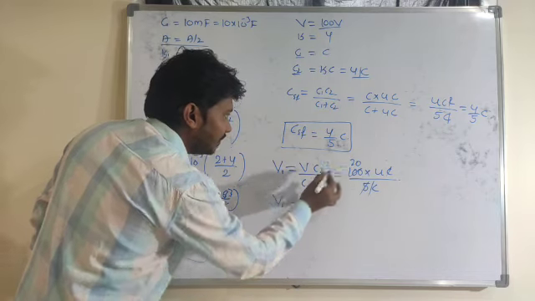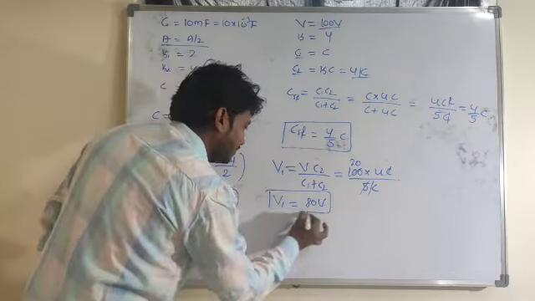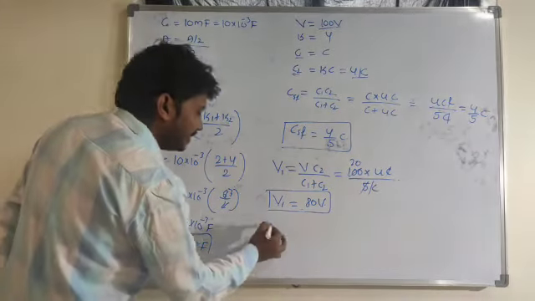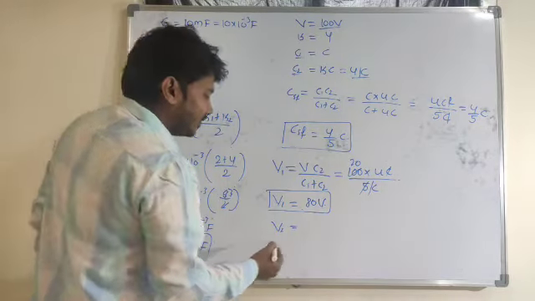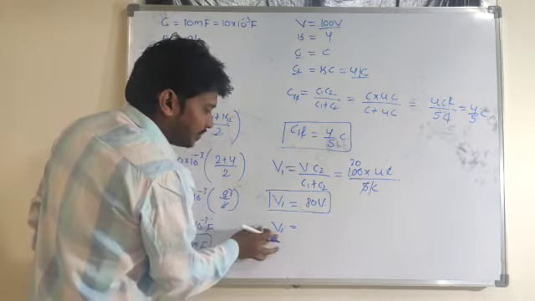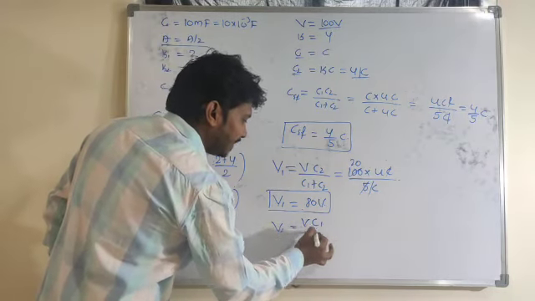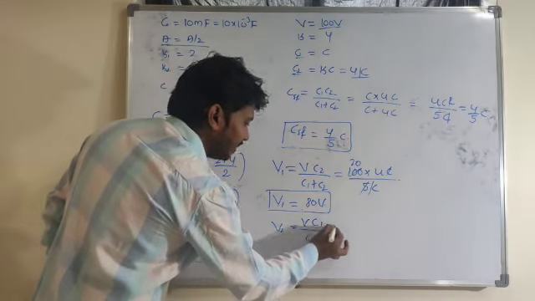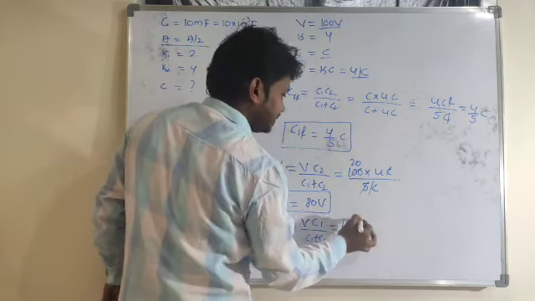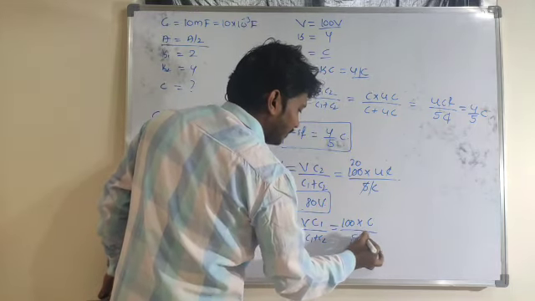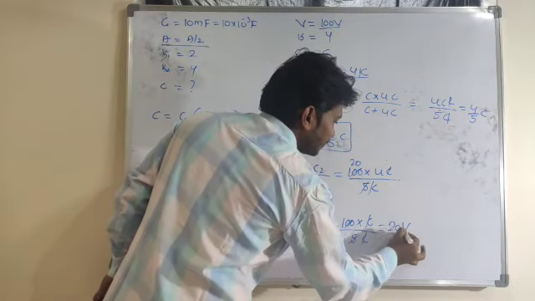So V1 is how much? 100 into 4 by 5, 80 volt here. V2 will be the remaining, 20 volt out of 100. If it is 80, the remaining is 20 only, or let me calculate that. Branch potential difference V2 is equal to total potential difference into capacitance of the other branch divided by total capacitance: 100 into C1, which is C, divided by 5 times C. So this is 20 volt.